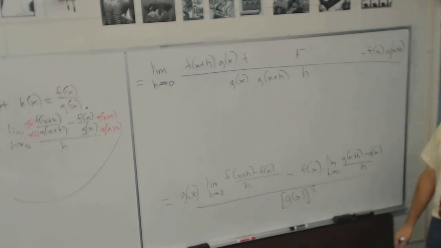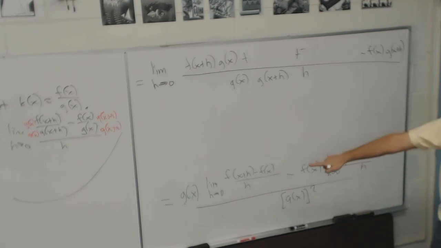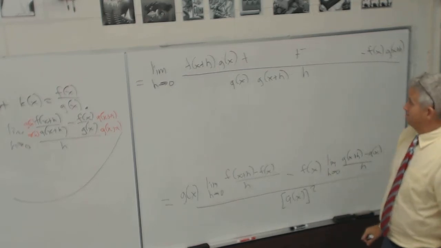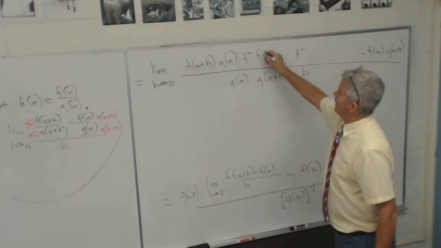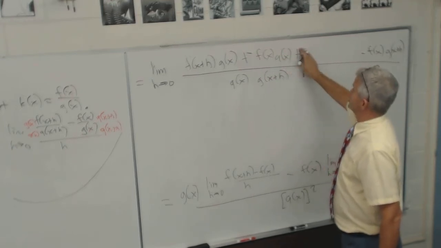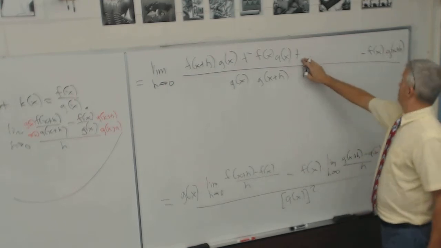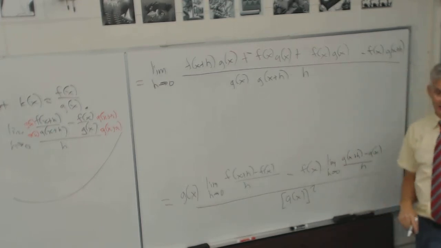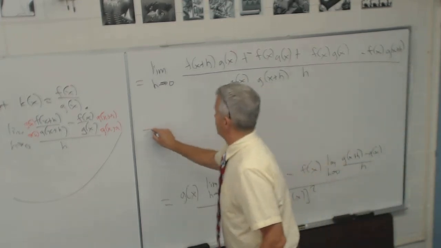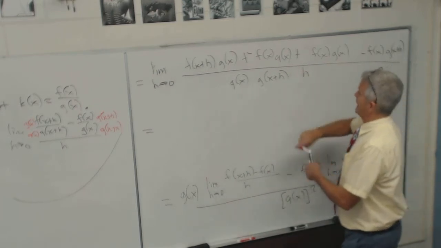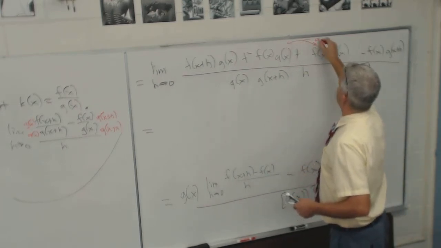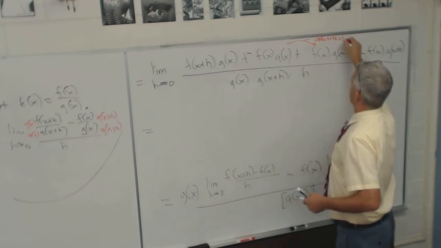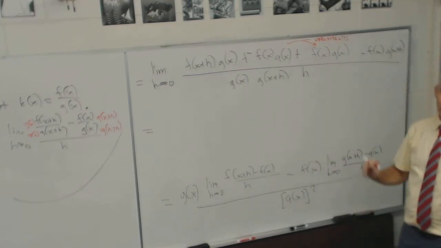Now look at where we're trying to end up. What do I need to add? What needs to go up there? Negative f of x, g of x. So what goes here? Positive f of x, g of x. Okay? So now, with that recognition, these guys are opposites. We just added 0 in a very clever way.